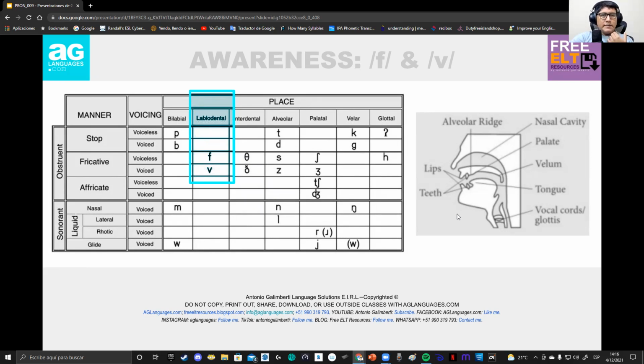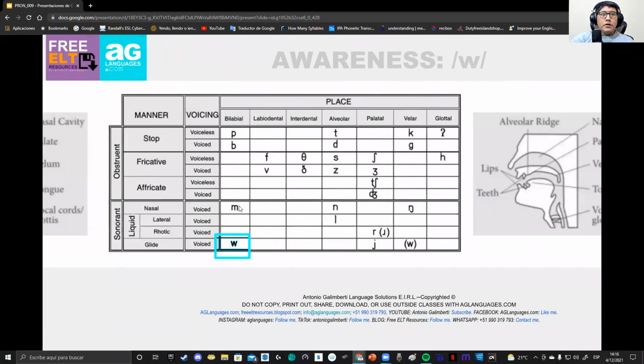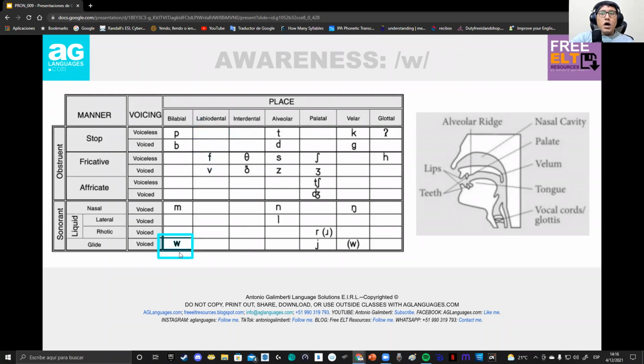You press it a little bit and you let the air pass through. So that's the voiceless one. If you make a vibration though, it becomes voiced. Like for example, in the word victory or very, okay? Labiodental sounds. Then we have the w, like in water, okay?